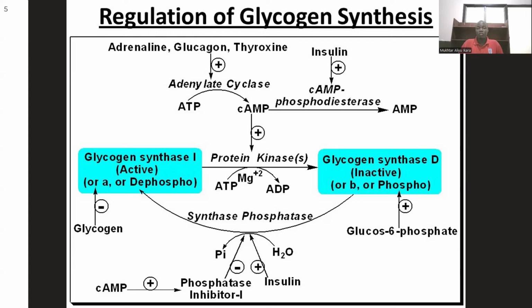So the major function of cAMP is to activate protein kinase. But of course, the presence of insulin activates an enzyme called cAMP phosphodiesterase, which cleaves cAMP. Once it cleaves, it generates AMP. And once you have AMP, the protein kinase will remain inactive. Therefore, the glycogen synthase will remain active, so that glycogenesis takes place all the time.